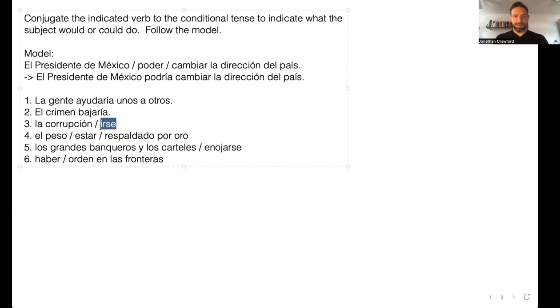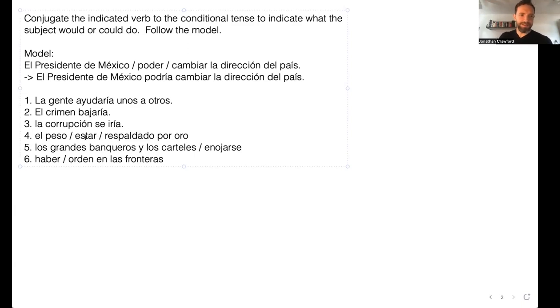Irse. And so remember, with reflexive verbs, you have to put the reflexive pronoun first, se, and then we put ir, ia: se iría. La corrupción se iría. Can you guys do these other three?